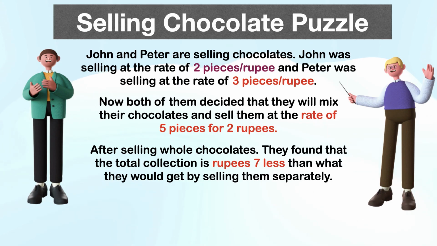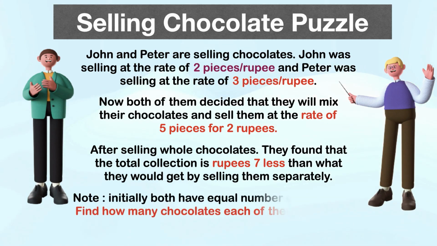After selling whole chocolates, they found that the total collection is rupees 7 less than what they would get by selling them separately. Note, initially both have equal number of chocolates. Find how many chocolates each of them had initially.